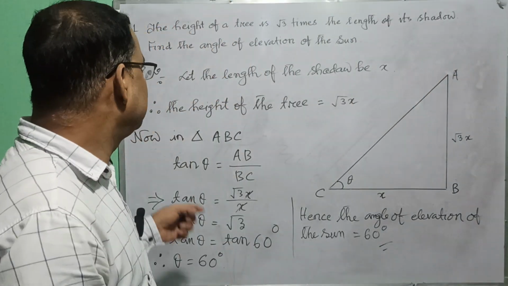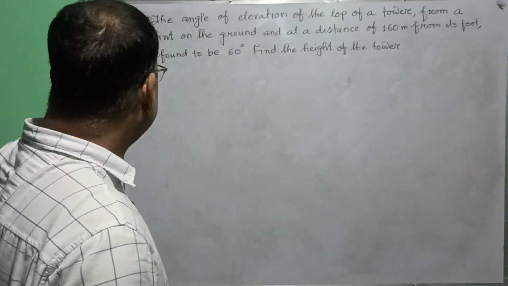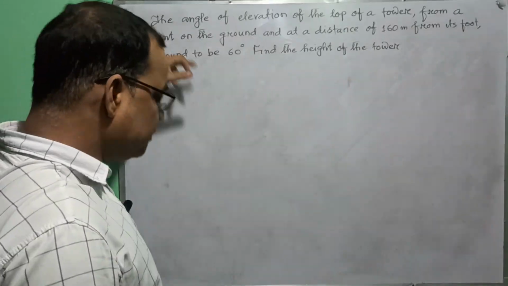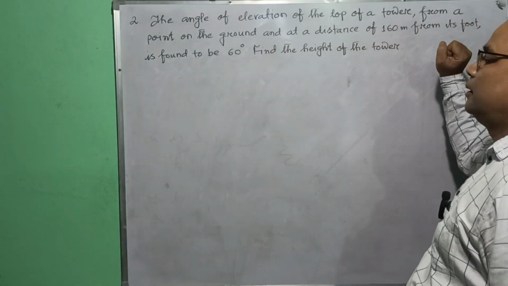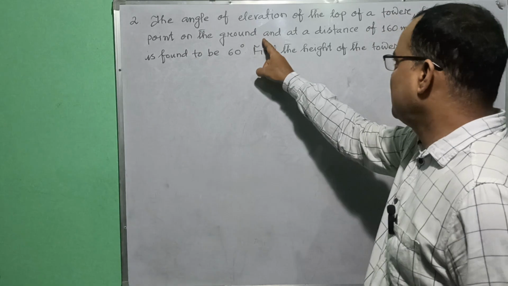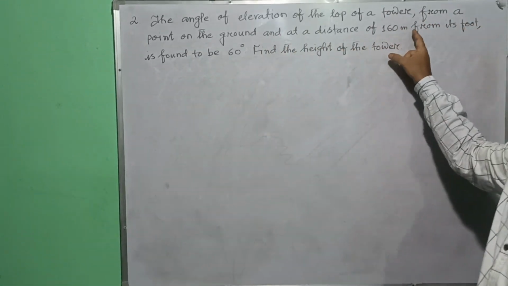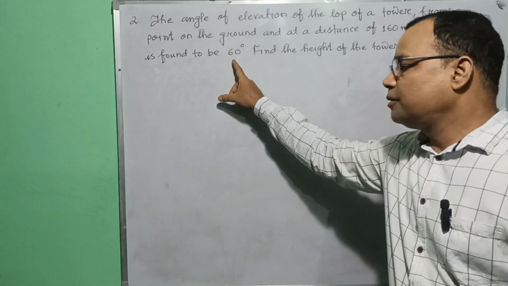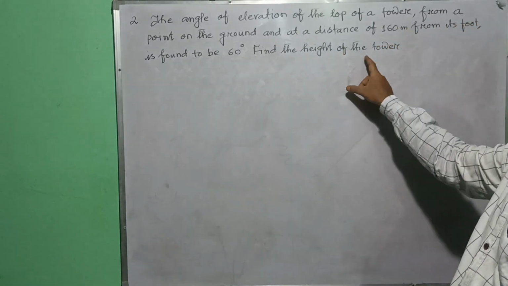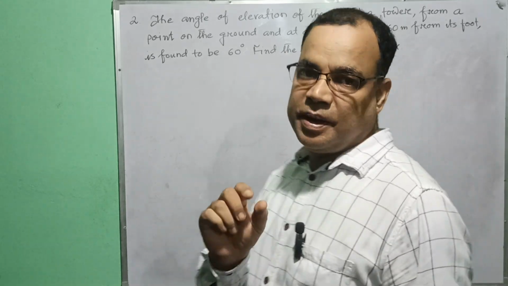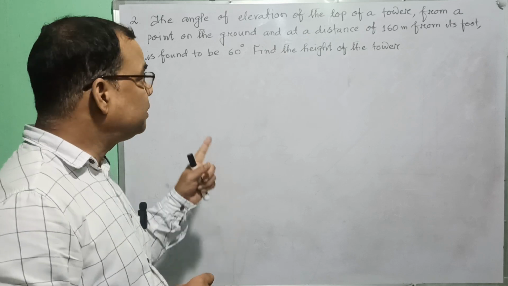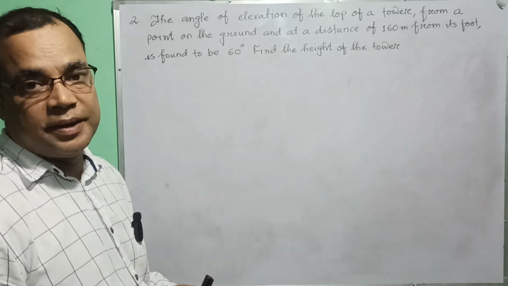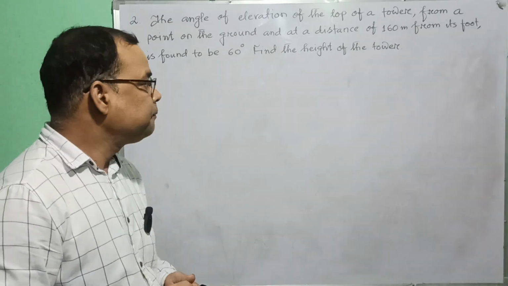So now we will start example number 2. So let me start question number 2. Question number 2 is: the angle of elevation of the top of a tower from a point on the ground and at a distance of 160 meters from its foot is found to be 60 degree. Find the height of the tower. So these are actually basic questions. These type of questions may not come, but this is for clearing your basic concepts. So I choose that one.